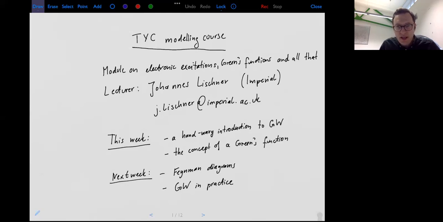And then this week, we'll continue with our study of Feynman diagrams, which, as I said, is the means of including electron-electron interactions. And then at the end, I will say a little bit about how GW calculations are carried out in practice.